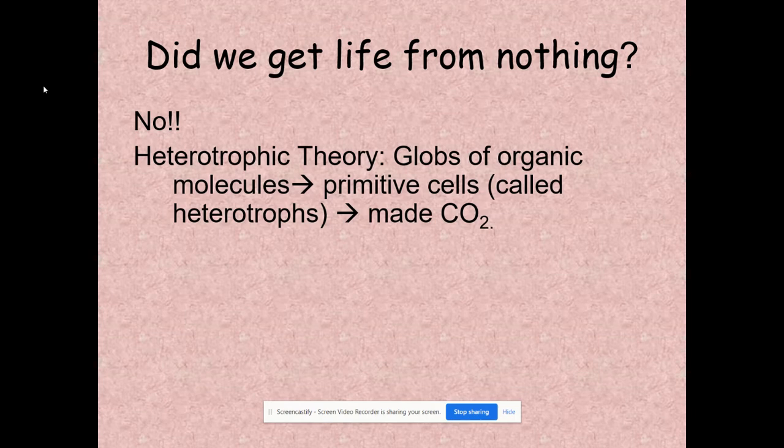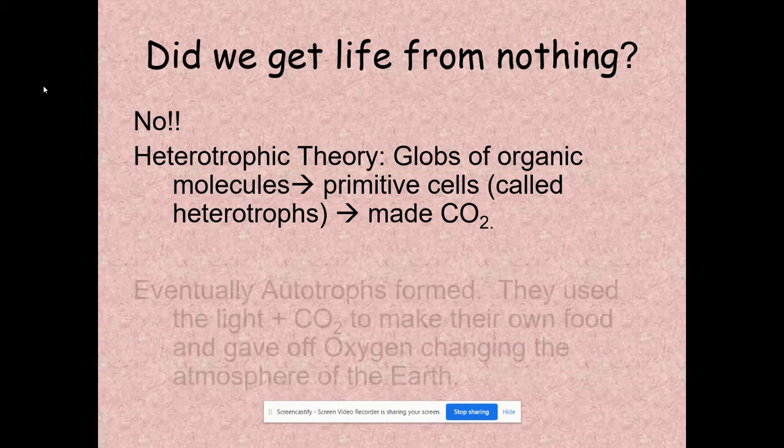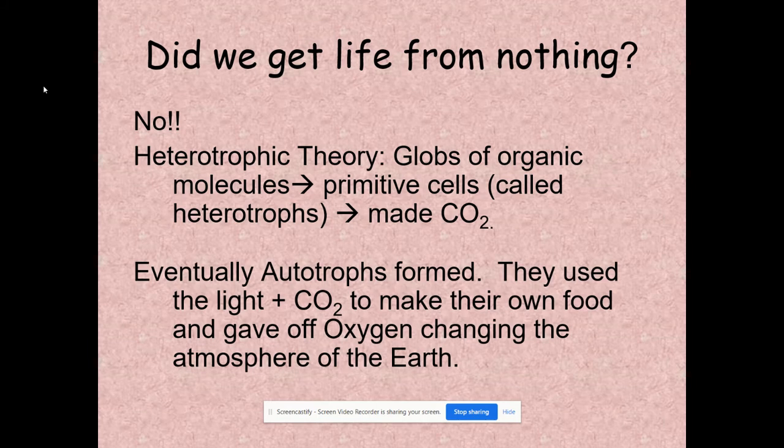Well, we have the heterotrophic theory, right? So heterotrophs, remember, they can't make their own food. So the first thing that was living was a heterotroph. Think about that, right? So it had to get its food somehow. And it used globs of organic molecules or primitive cells called heterotrophs. And they started making carbon dioxide.